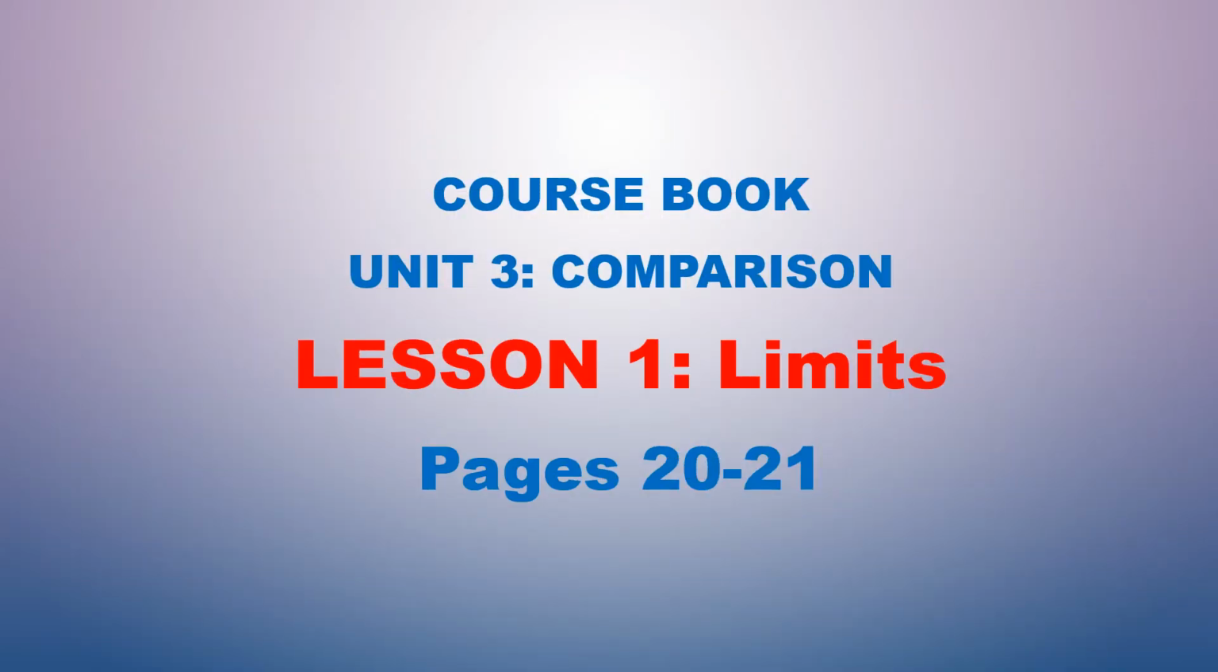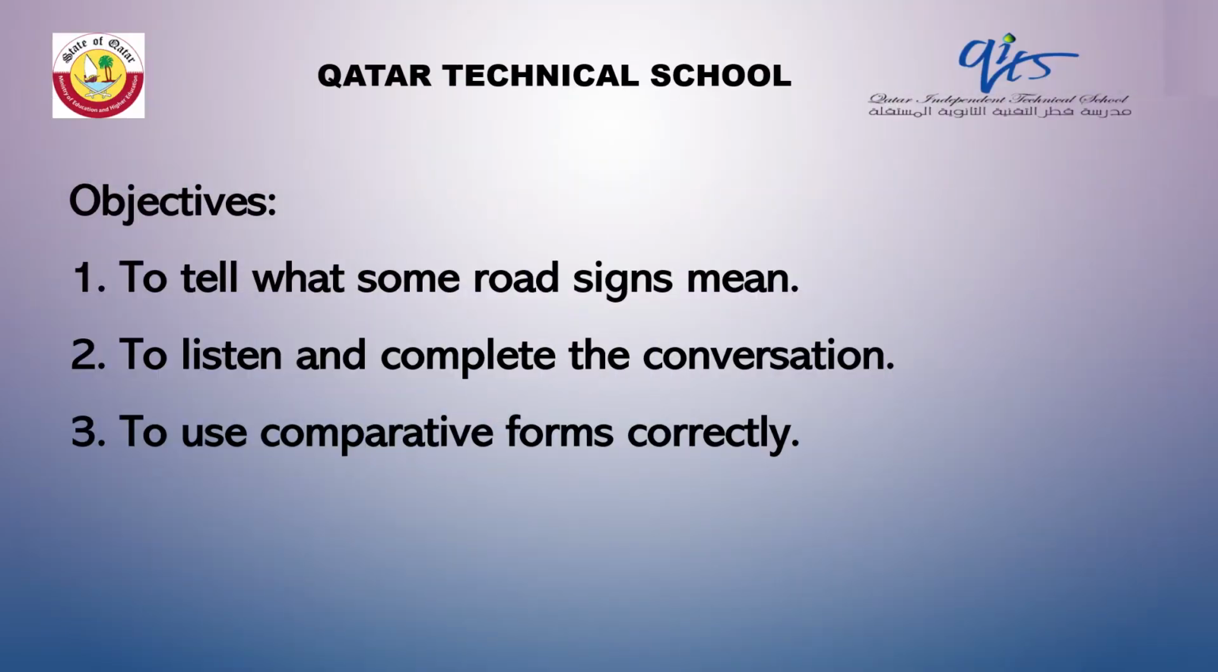Please open your course book on Unit 3, Comparison, Lesson 1, Limits, on page 20 and page 21. Please, let's look at the objectives of our lesson. Number 1, to tell what some road signs mean. Number 2, to listen and complete the conversation. Number 3, to use comparative forms correctly.